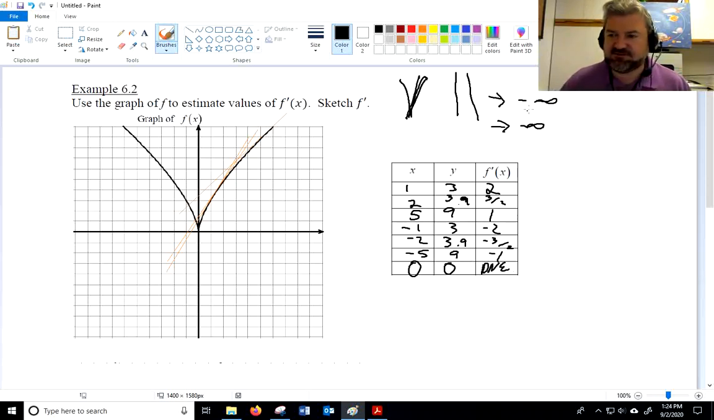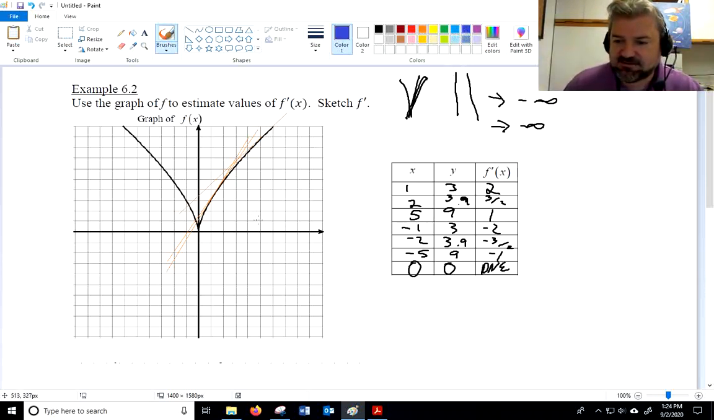What kind of does not exist? It is undefined, we could say. The derivative is undefined because those slopes are going to negative infinity in one direction and positive infinity in the other. And that's going to help us graph.